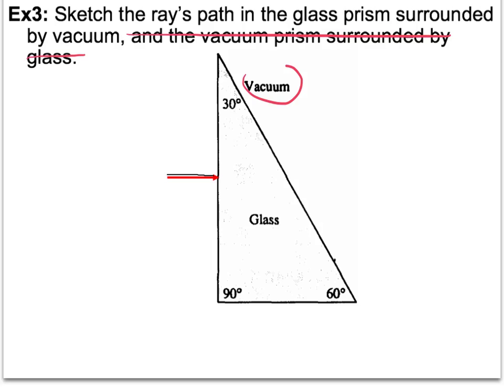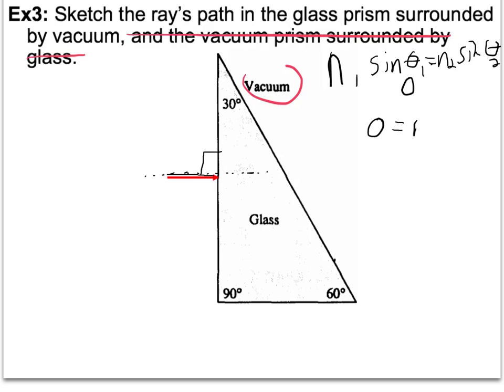Now if we were to draw a normal, that lines up with our normal. There is no angle between the ray and the normal. So if we were to do Snell's law, N1 sine theta 1 equals N2 sine theta 2, our sine theta 1 would be 0, and this entire side would be 0, equals N2 sine theta 2. No matter what we subbed in for N2, when we divided, we'd still get 0 equals sine theta.